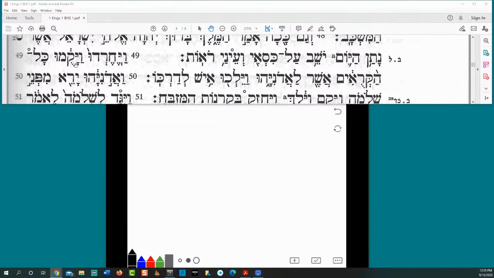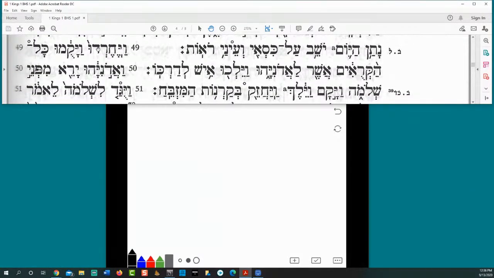Vayecheradu vayaqumu kol haqruim asher le-Adoniyahu vayelchu ish le-darko. So here we have a vav consecutive imperfect Qal from chet resh dalet. This is to tremble. Charad is to tremble. So, and they trembled. Notice the vowel pattern because of this chet. So, and they trembled, or they were afraid is the idea here.